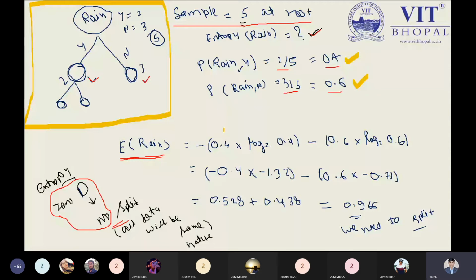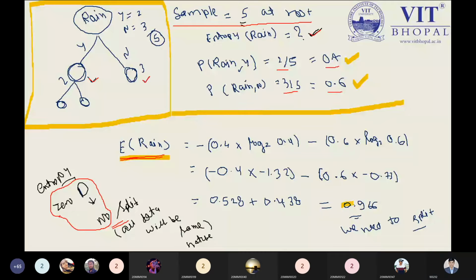Let us calculate the entropy of the rain. What is the formula? It is written over here. We have calculated this part, so I'm putting it into the other box. In the next part, we have to see the calculation of the entropy of the rain. Entropy of the rain will be minus 0.4 into log 2 0.4 minus 0.6 into log 2 0.6. Based on this calculation, I have already written the calculated value. I'm getting the value of E rain, that is the entropy of the rain, as 0.966.